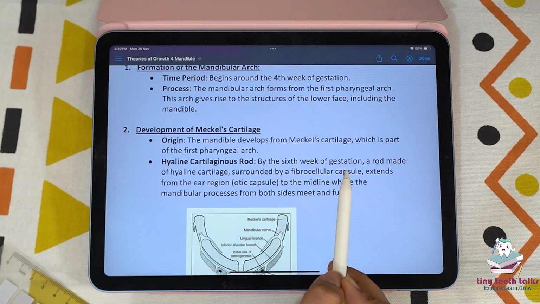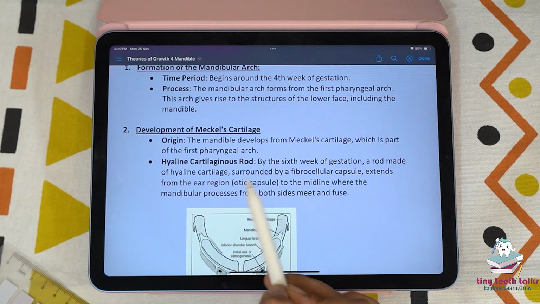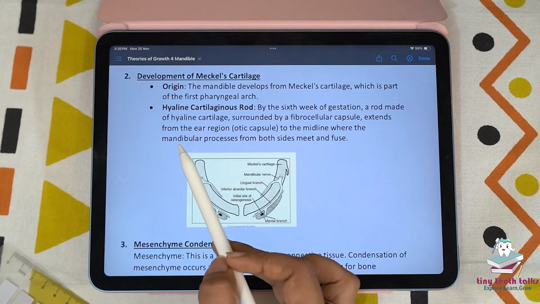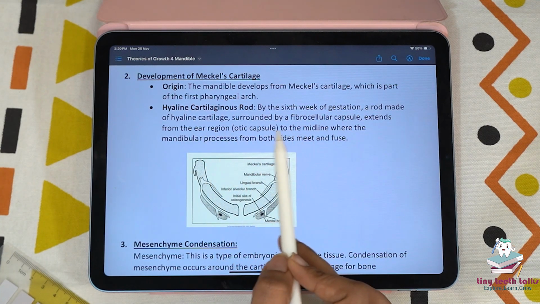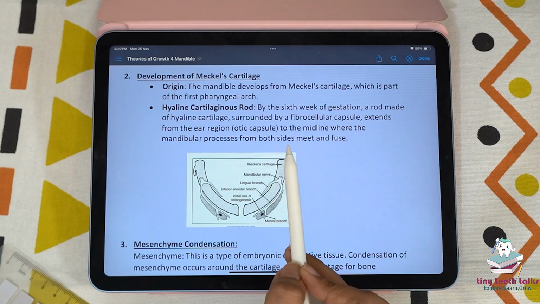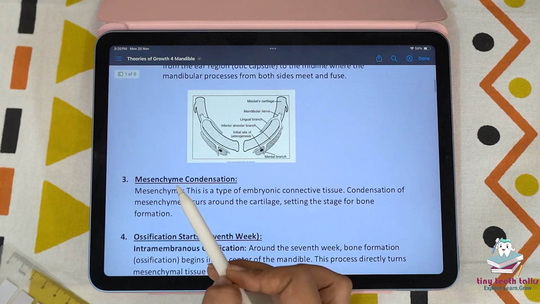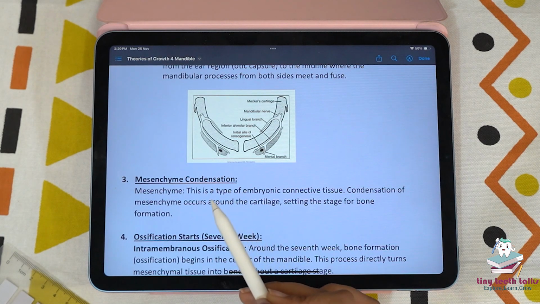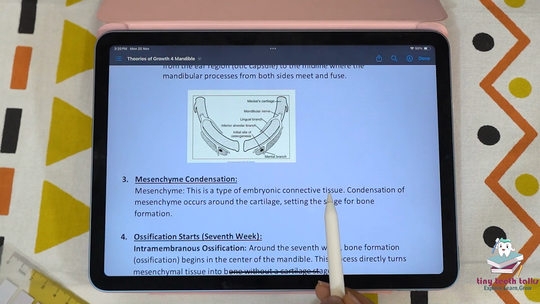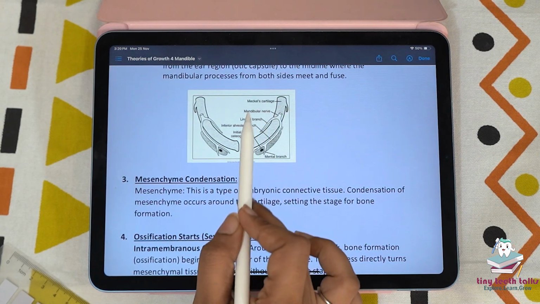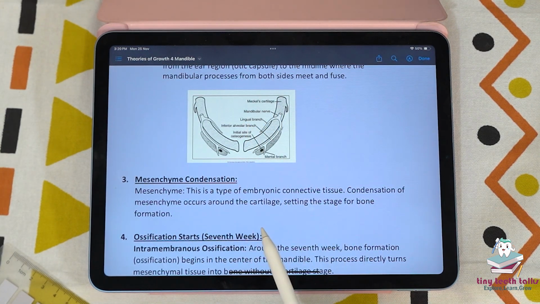By the 6th week of gestation, a rod made up of hyaline cartilage surrounded by a fibrocellular capsule extends from the ear region to the midline, where the mandibular processes from both sides meet and fuse. This is known as Meckel's cartilage. Then mesenchymal condensation occurs. Mesenchyme is a type of embryonic connective tissue. Condensation of the mesenchyme occurs around the cartilage, setting the stage for bone formation.